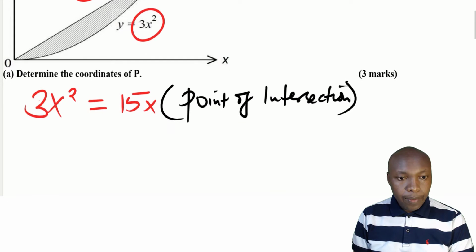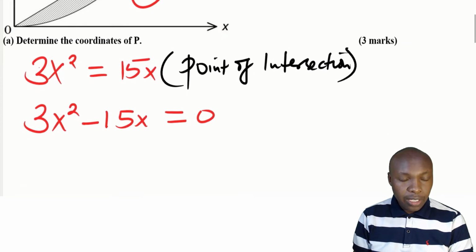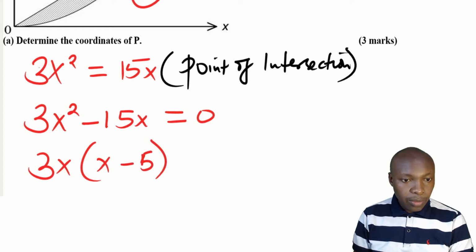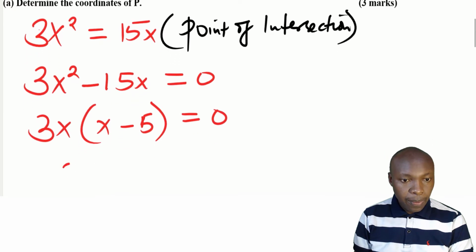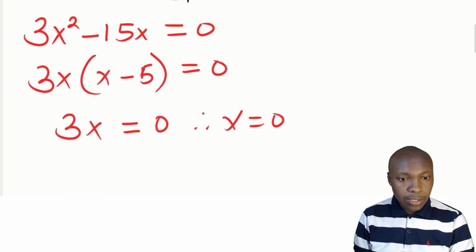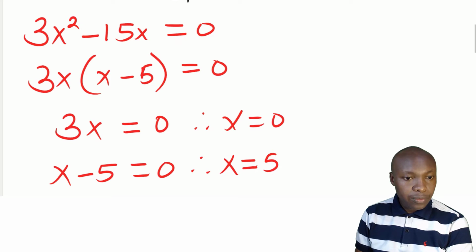Now, to solve this, we want to find the x coordinate. So 3x squared minus 15x = 0. We solve this equation and we shall get two values of x. 3x is common, so 3x(x - 5) = 0. This gives 3x = 0, and if this is the case, x = 0. That is the first value of x. The second value comes from x - 5 = 0, so x will be 5.